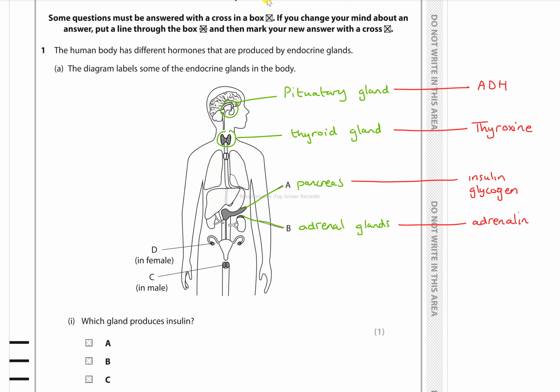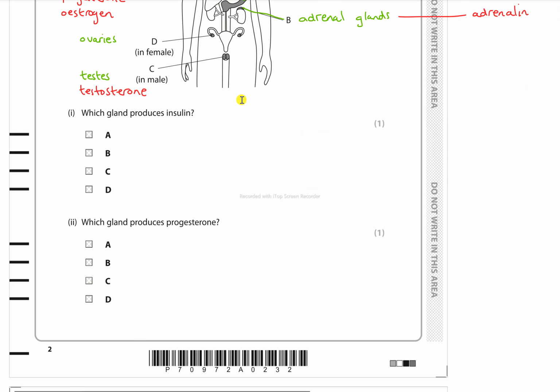Right, then you have females have ovaries and males have testes. Ovaries produce estrogen and progesterone. The testes produce something called testosterone. Okay, the two questions are quite straightforward.